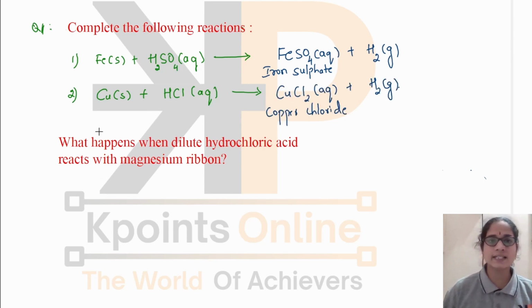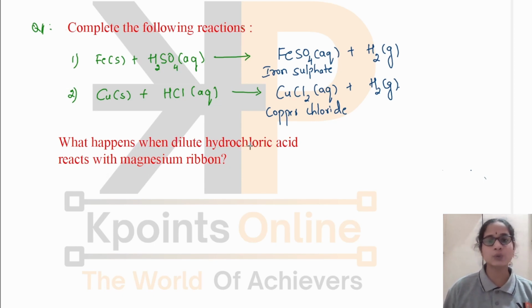When equations like this are given in your examination, you should remember the activity series. If these metals are more reactive than hydrogen, then you can easily write the equation like this. And if a metal is much less reactive than hydrogen, then the reaction will not take place. Then let us read the next question.